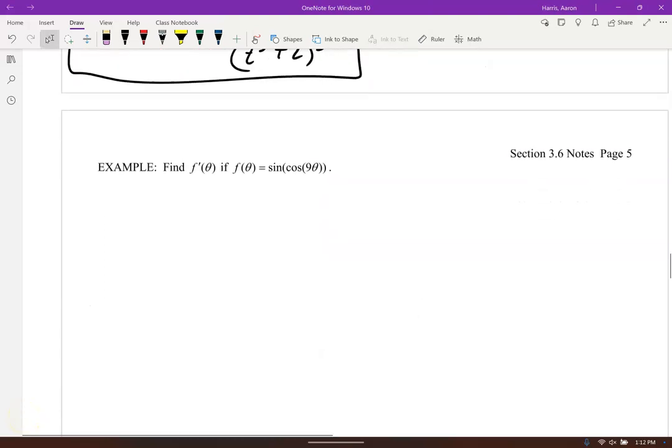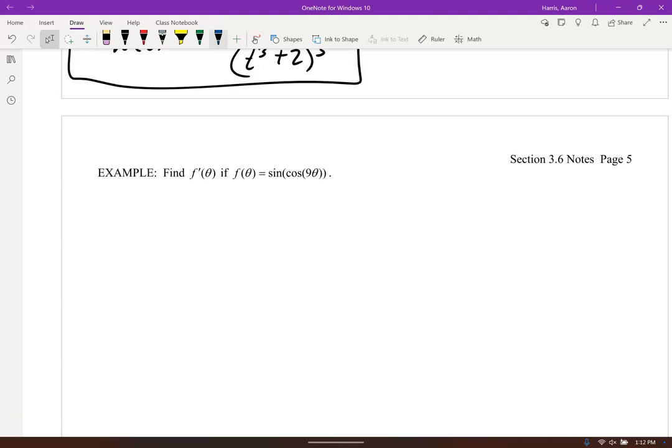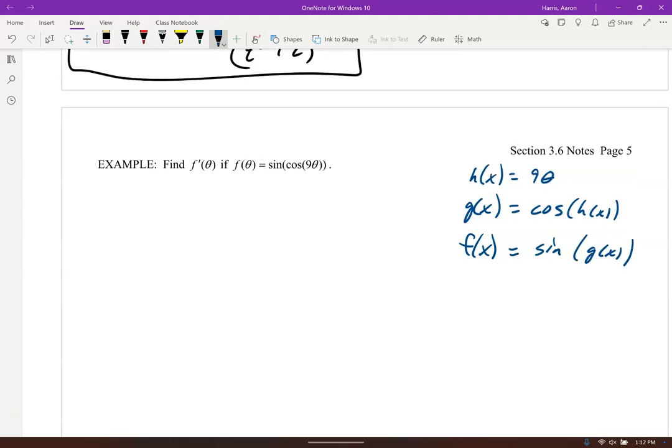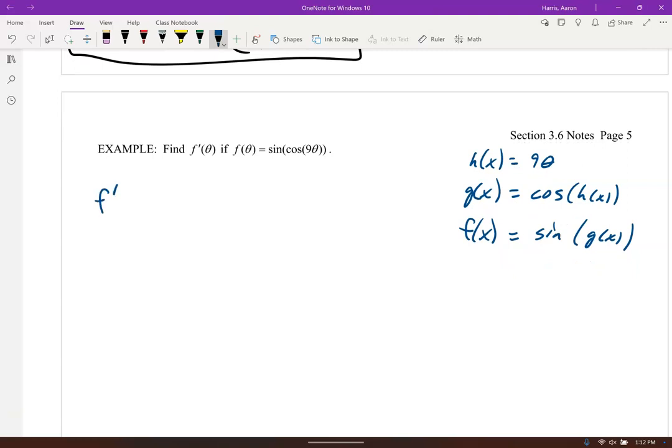Sometimes you have to use the chain rule more than just one time. Like in this case, your h of x, I'll call that the innermost, would be the 9 theta. Your g of x would be the cosine of that, cosine of the h of x, right? And finally, the f of x is the sine of that g of x. All right. So when you're taking the derivative, let's just go ahead and take it.